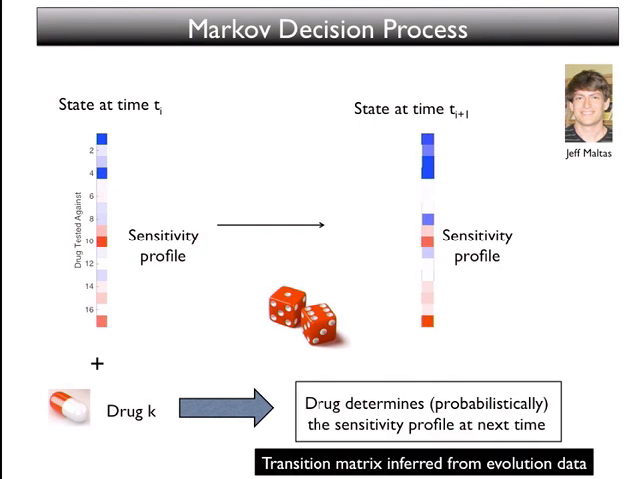And the key of a model like this is that you infer this transition matrix from the evolution data. Now we can argue about how exactly we should infer it, we don't know yet, we've done it some simple ways. But you can imagine that roughly I know from our data, or at least I can argue, that I know with some probability how often applying drug K gives me resistance to drug J, at least in some probabilistic way.